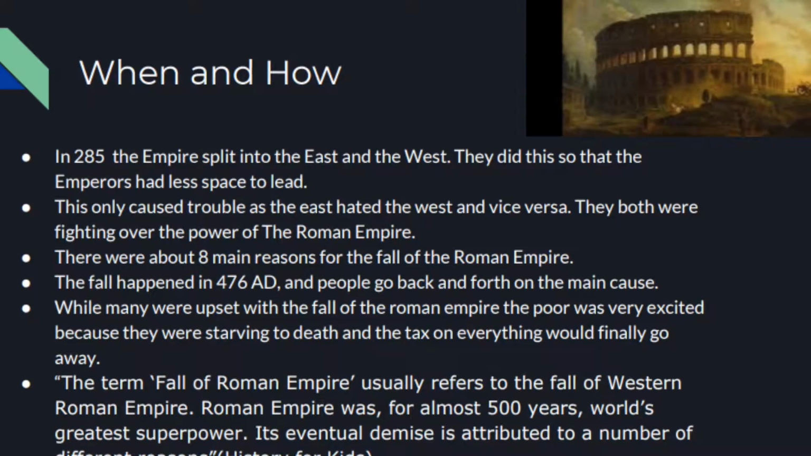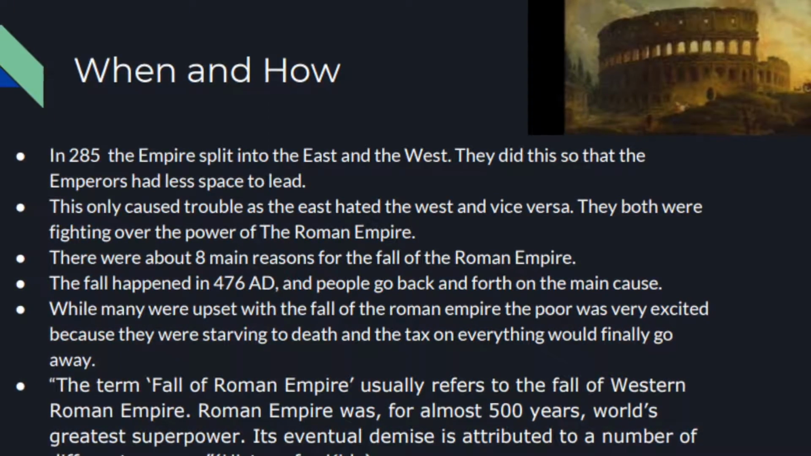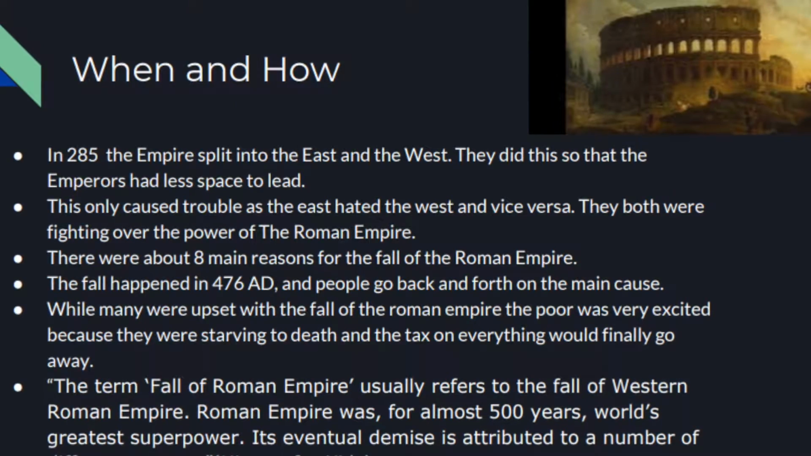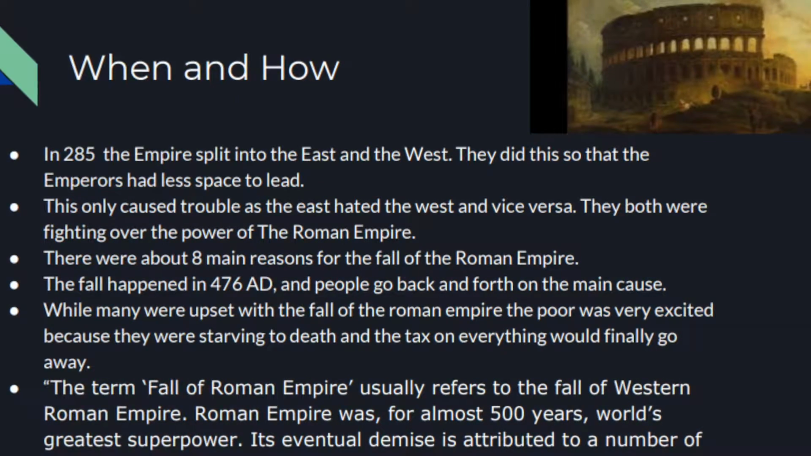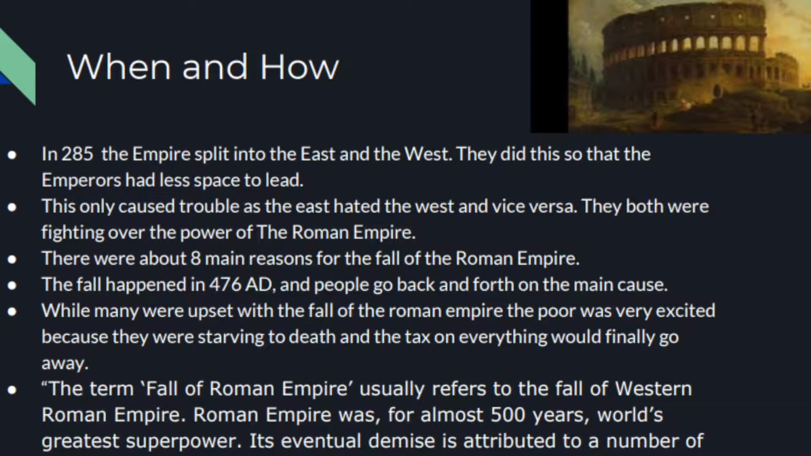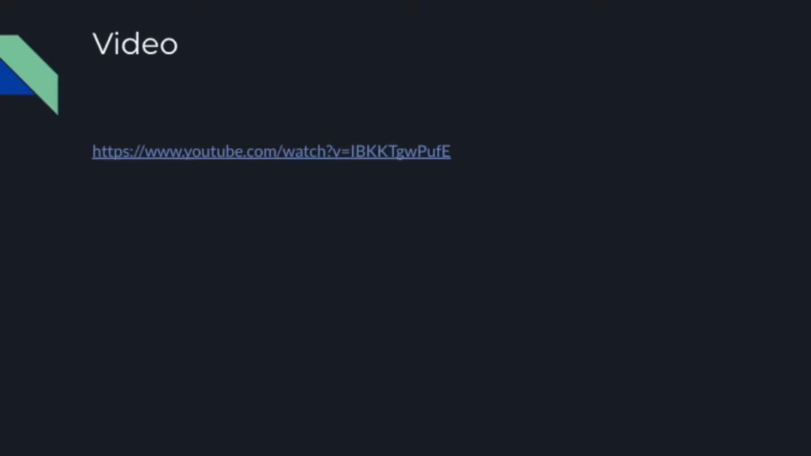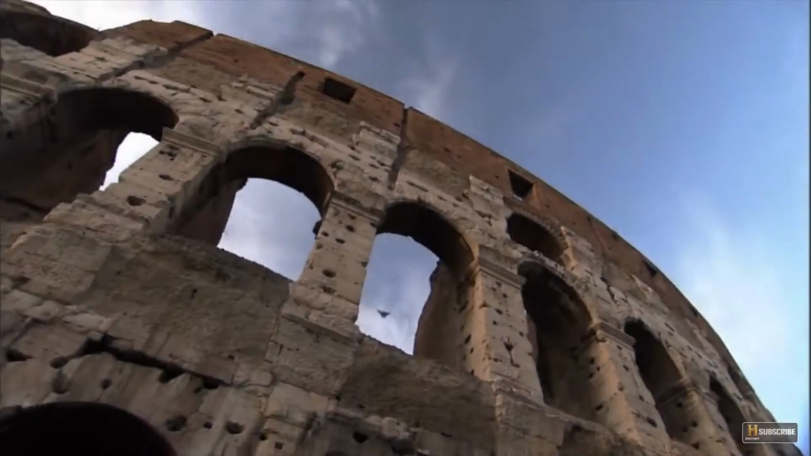Here's a quote, and it says, "The term fall of Roman Empire usually refers to the fall of Western Roman Empire. Roman Empire was, for almost 500 years, the world's greatest superpower. Its eventual demise is attributed to a number of different reasons." And that quote is from History for Kids. Next, we are going to show a little clip that better explains the fall of the Roman Empire.